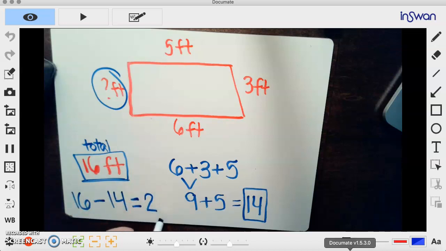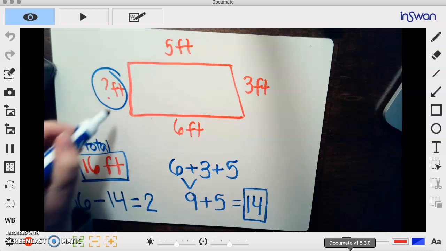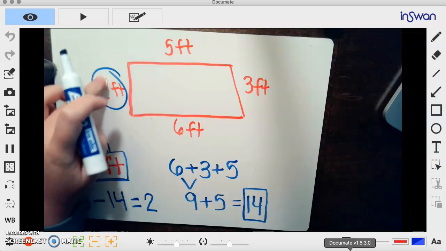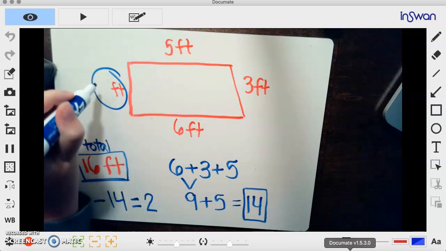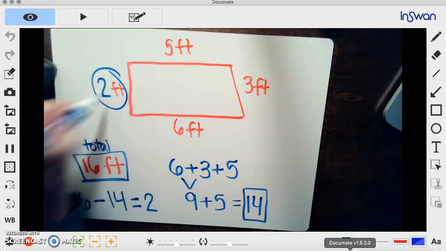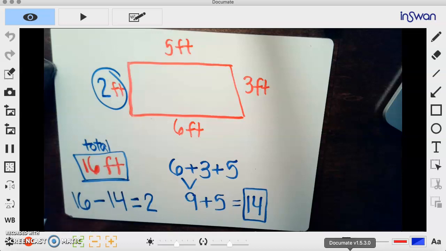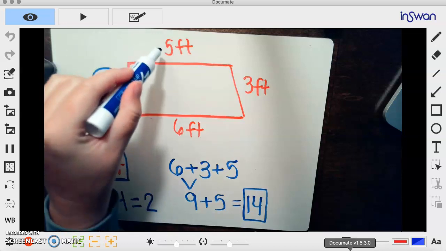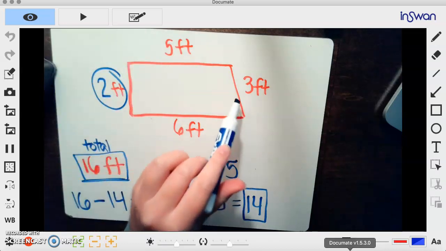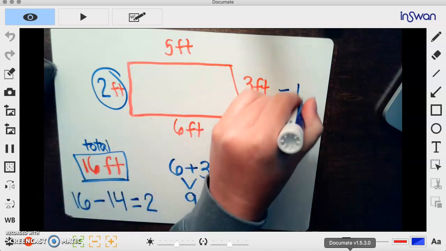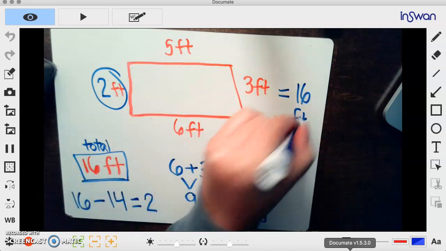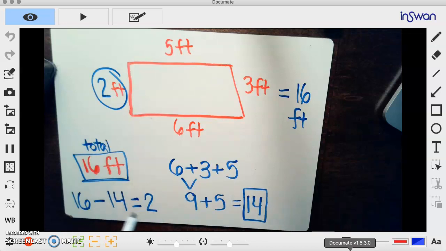Now my answer is not just 2, it is 2 and my unit feet. So this missing length right here, I can erase this and go ahead and put in 2. Because if I add together 2 feet plus 5 feet plus 6 feet plus 3 feet, it will give me my total of 16 feet. So 2 feet is my missing side.